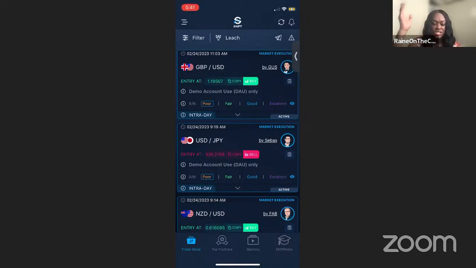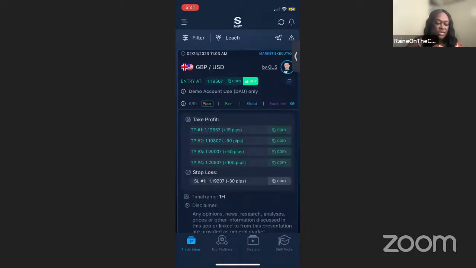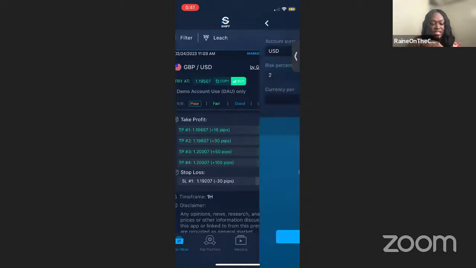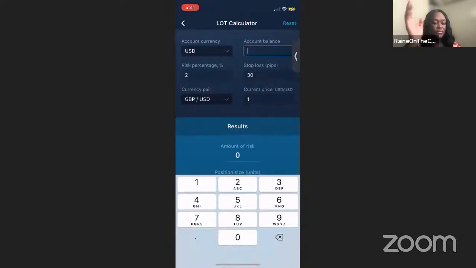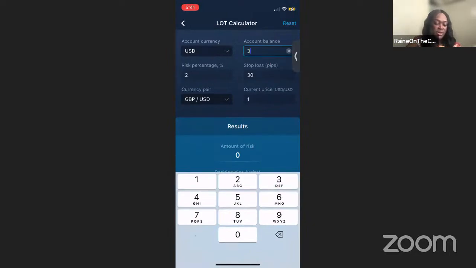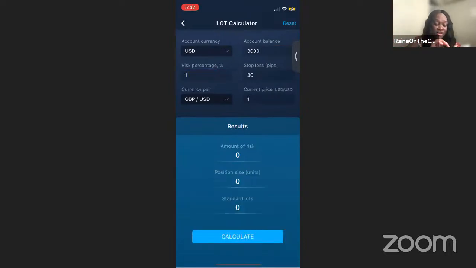So we're just going to use Gus's trade. Gus is my man, right? So it's GBP USD. Let's pretend like we're going to take this trade brand new. You see GBP USD, you hit the lot size calculator below, put in however much money you have in your account. Let's say you have $3,000. You risk 1, 2, or 3%. I'm going to hit 1. That's all you have to put in. And you hit calculate, and that's going to tell you your lot size.